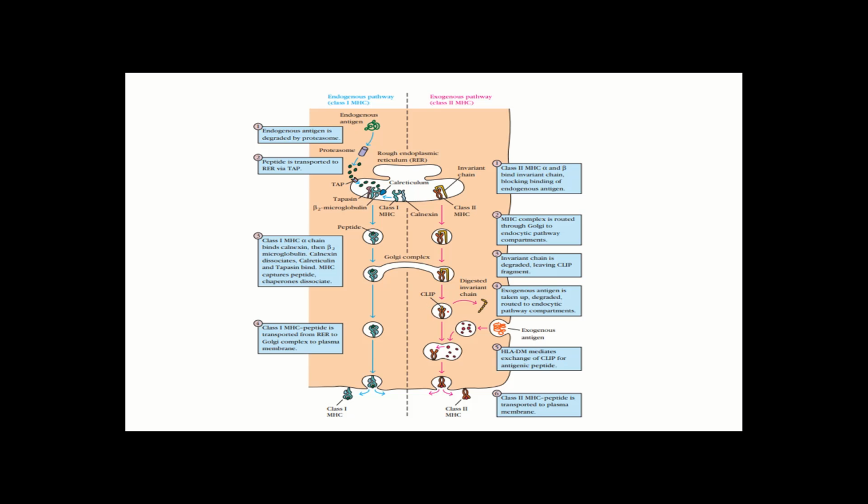endosomes. So in this endocytic pathway compartment, the invariant chain will be degraded, and it will only leave a small fragment of the invariant chain which is known as CLIP. So after the degradation of the invariant chain, the MHC class 2 protein will only bind to the small fragment of the invariant chain which is known as CLIP.